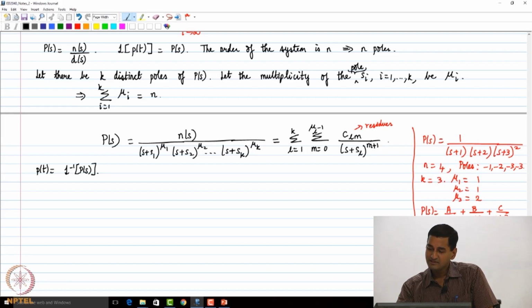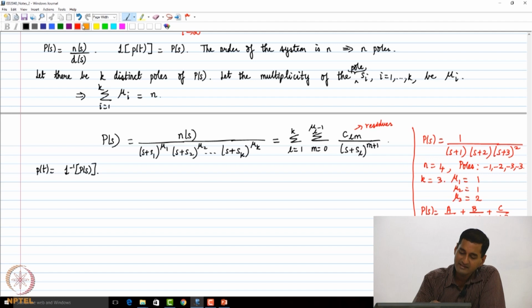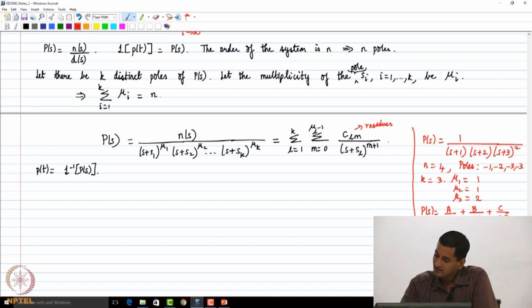So now in this particular problem, if I take Laplace inverse, what will I get? Let's continue with this problem. If I take p of t, I'm going to get a e power minus t plus b e power minus 2t, plus c e power minus 3t. Then what is the Laplace inverse of 1 by (s plus 3) whole square? t e power minus 3t.